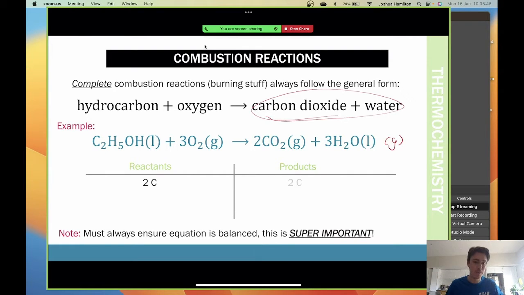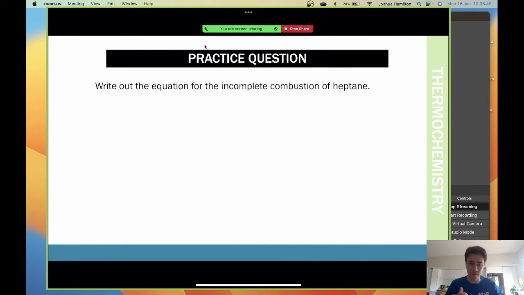So really important, we balanced everything out here. I'm sure you all know how to balance, but just one of those things. So practice question: let's write out the equation for the incomplete combustion of heptane. So the answer was there. I always forget that I've put the answers in there, and I've put them in there as a transition. So I think what's really important here is incomplete. What I'm trying to teach you here is essentially what is the difference between complete and incomplete.